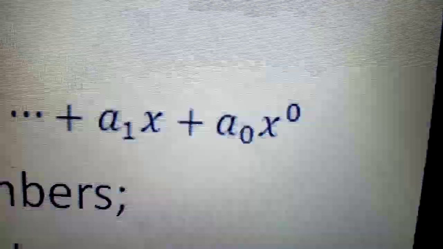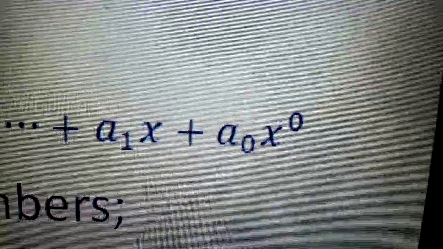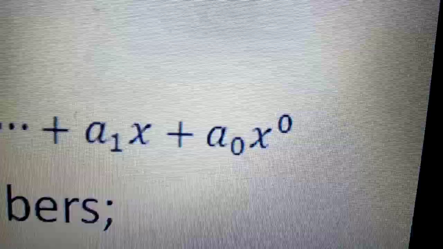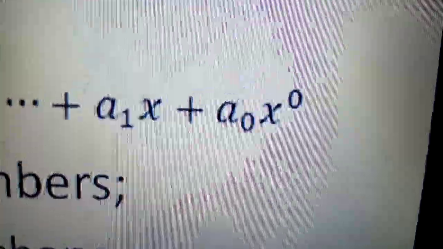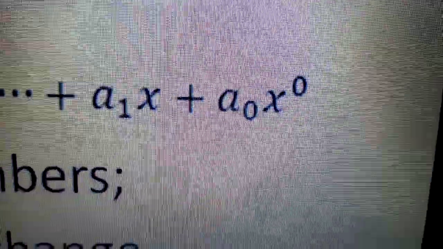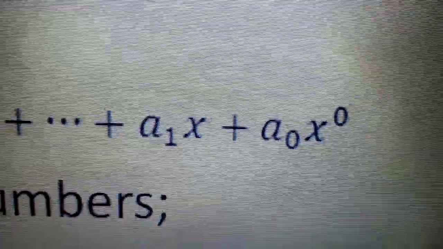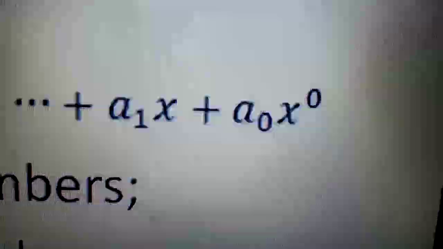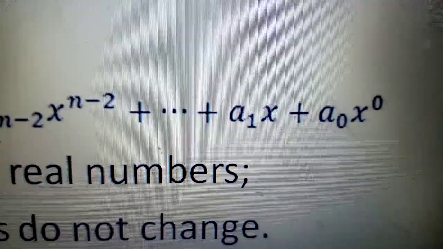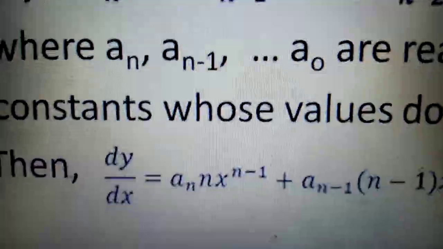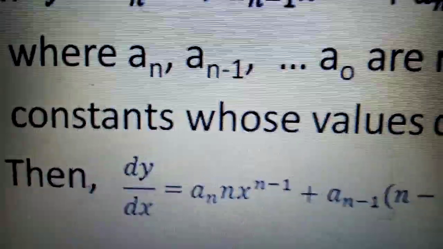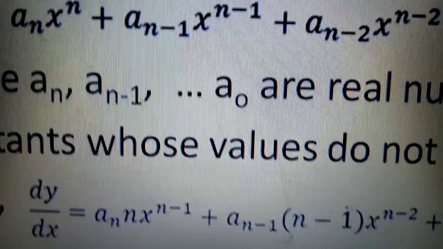Then for the a subscript 0, that's a constant factor because x raised to the power 0 is 1, so it's not often written. So the derivative of the constant is 0, because x raised to the power 0 will come and multiply a subscript 0, and that will produce 0. So the derivative of a constant will always give 0. Therefore, the differential of the sum of individual functions is the sum of each of the differentials.